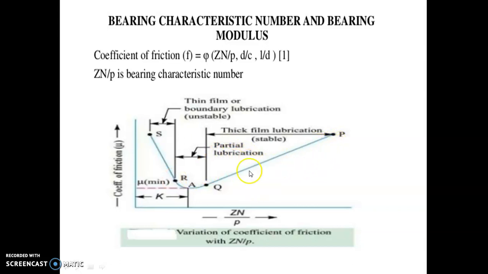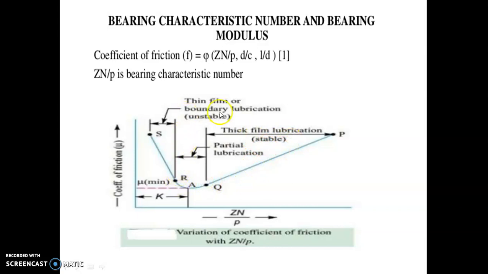Consider the portion PQ. If the bearing is operating at this point, and there is a decrease in viscosity or speed, or there is increase in pressure, this value will decrease. As this value decreases, it will reduce the coefficient of friction. As coefficient of friction is reduced, there is less wear and tear, and the temperature is reduced, which will increase the viscosity of lubricant, so it becomes a stable state.